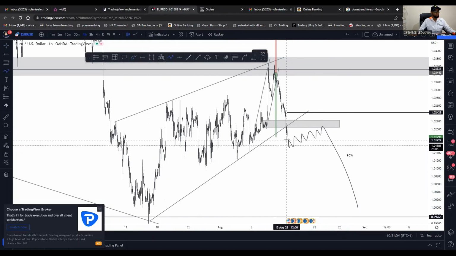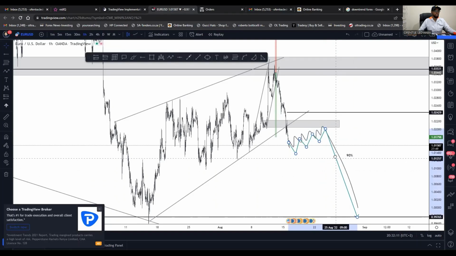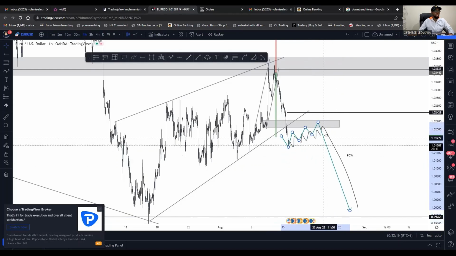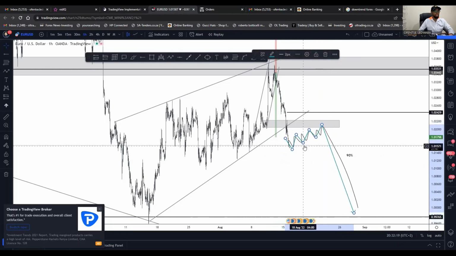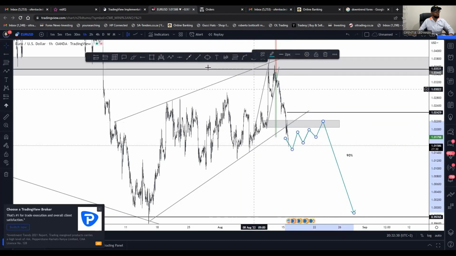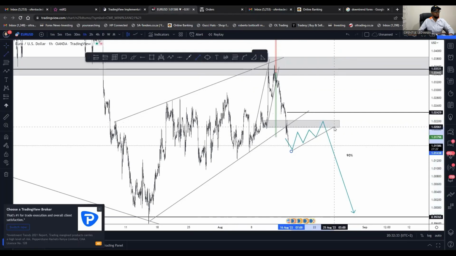So as you know, sometimes I like to draw it like this, and shoot to the downside. As you know, I like using this brush because sometimes the market is not really given in a ruler form. Sometimes it bounces a lot. So this is what I'll be waiting for.